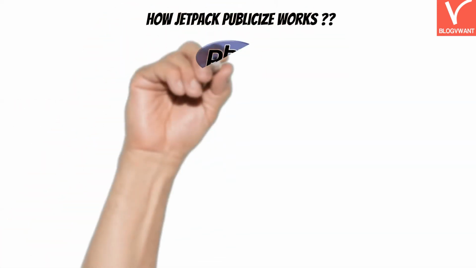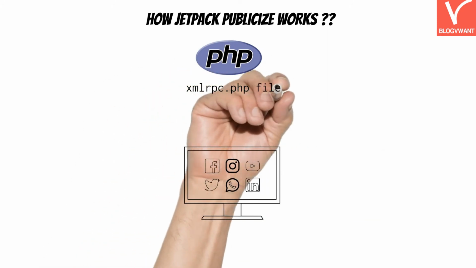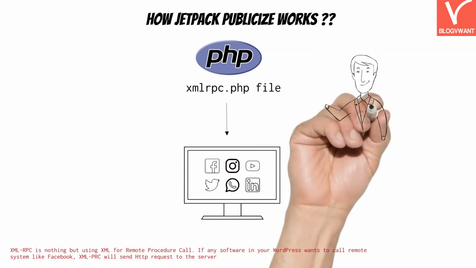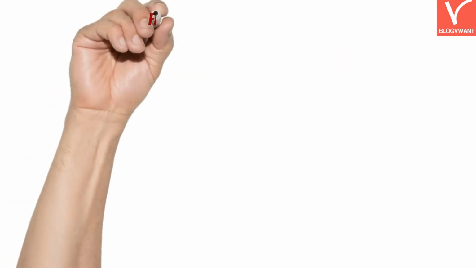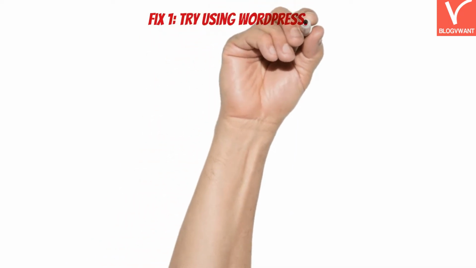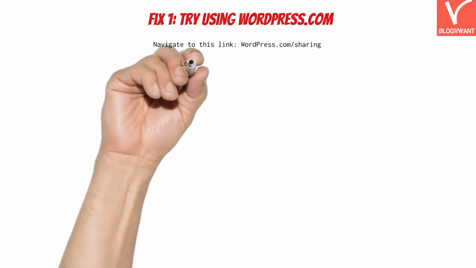Well, Jetpack uses an XML-RPC.php file to connect to your social media accounts. If your XML-RPC file gets a conflict, your Publicize will not function properly. So the first fix is to try using WordPress.com. In this method, you can use WordPress.com itself to connect or refresh your social media accounts.